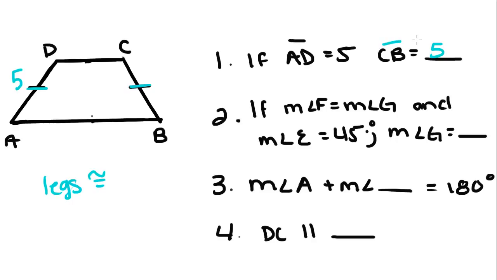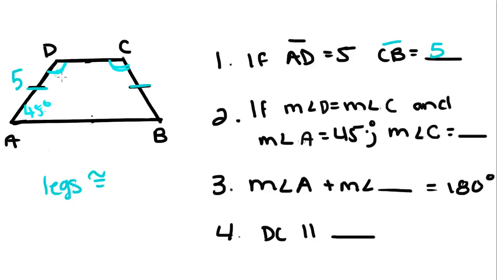If the measure of angle D equals the measure of angle C, and so that means that these two angles are congruent, and the measure of angle A is 45 degrees, what's the measure of angle C? So we know these two are congruent, and these two angles have to be supplementary.